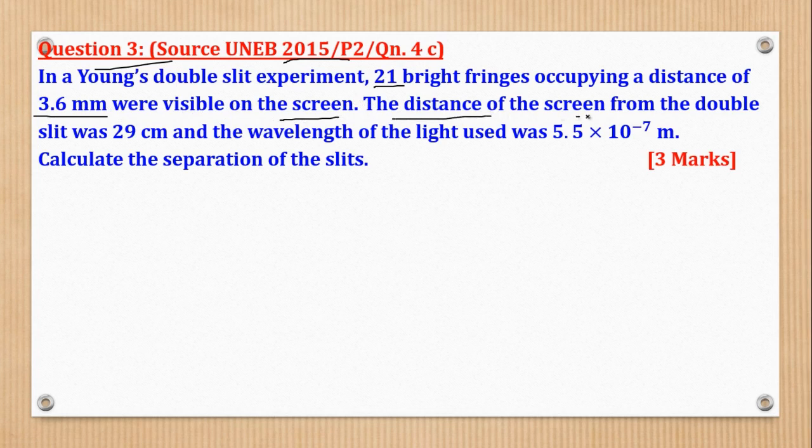The distance of the screen from the double slit is 29 centimeters, and the wavelength of the light used was this. Calculate the separation of the slits. Still here they want the value of small d. So you come and interpret the question.